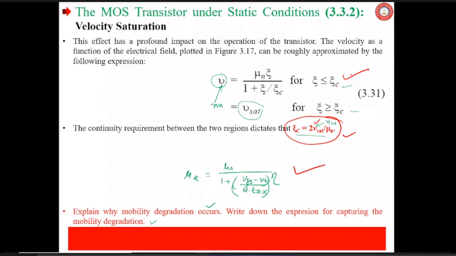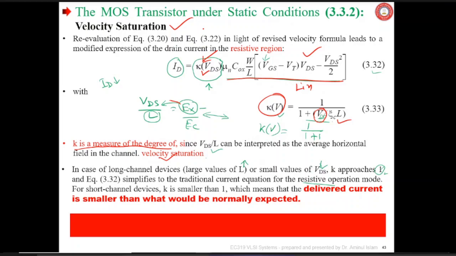The value of K is less than 1. If it is 1, obviously it is going to be the same equation as for a long channel MOSFET. In a short channel MOSFET, to take into account the velocity saturation of the carrier, you have to add this term to the original long channel MOSFET current equation. K is given as 1 by 1 plus Vds by EC L, and Vds by L is going to be Ex, compared with the critical electrical field. So this value is always less than 1.